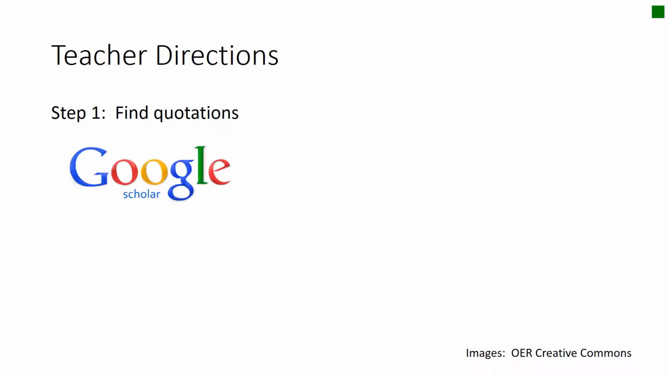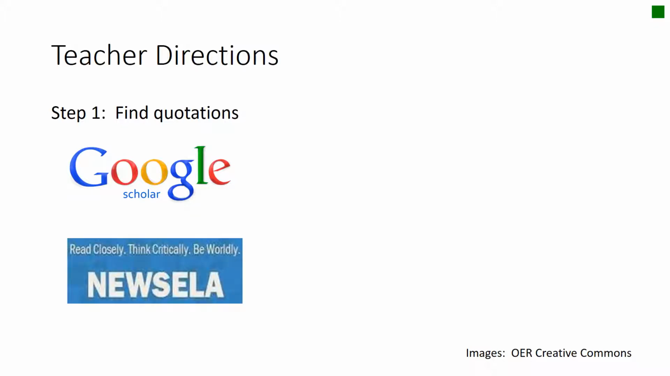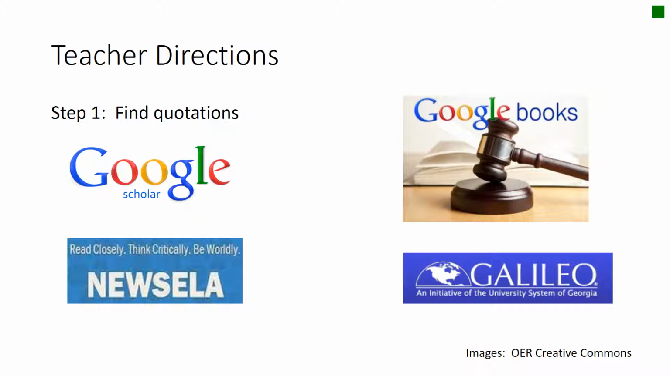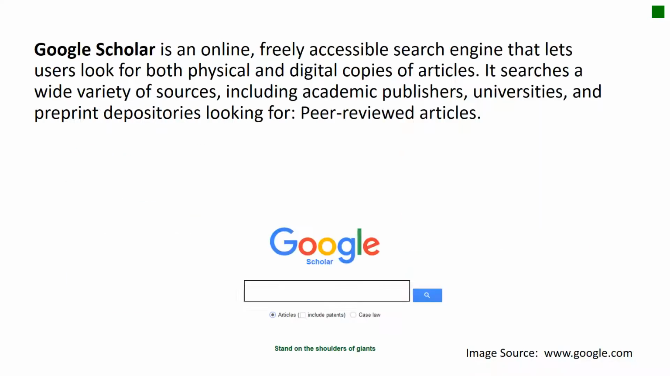Teacher directions. Step 1, find quotations. You will want to pull quotations from reliable sources. A few favorites are Google Scholar, News ELA, Google Books, and Galileo. Google Scholar is an online, freely accessible search engine that lets students look for physical and digital copies of articles. Google Scholar searches a wide variety of sources, including academic publishers, universities, and preprint depositories. The articles have been peer-reviewed and are suitable for compare and contrast of opposing viewpoints.